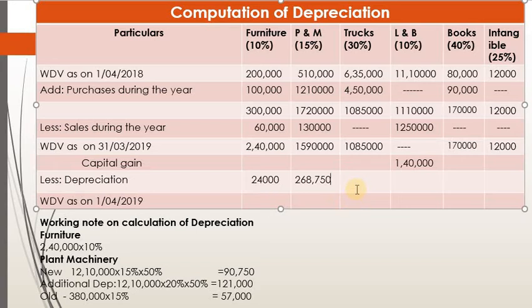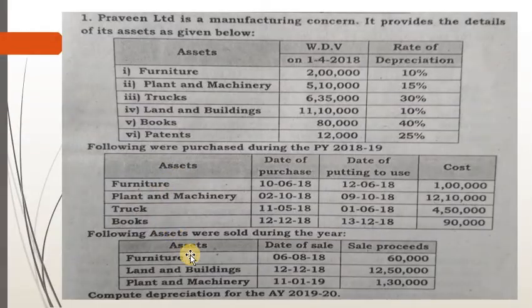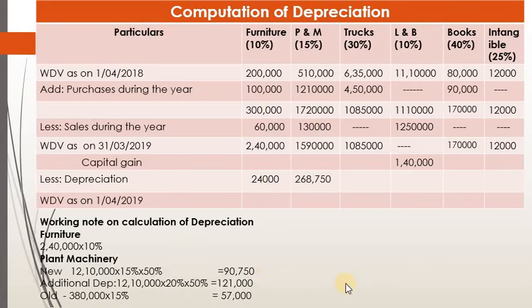Now let us calculate for trucks. Let's see whether there is any purchase during the year for trucks. So there is a purchase 4,50,000. We have to see on which date it was purchased to see how many days it was put to use. The truck was purchased on 11/5 and put to use from 1/6. So 1/6/2018 to 31st March 2019, more than 180 days. So that means full depreciation has to be provided.